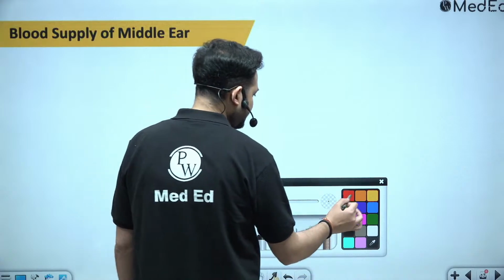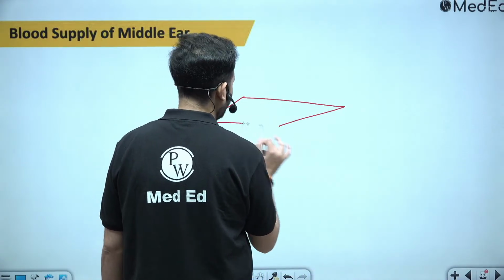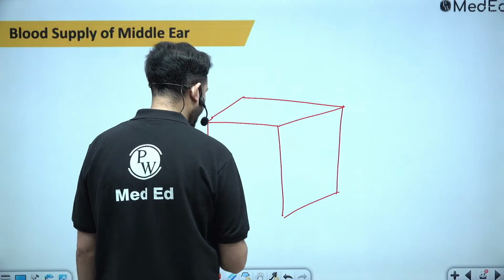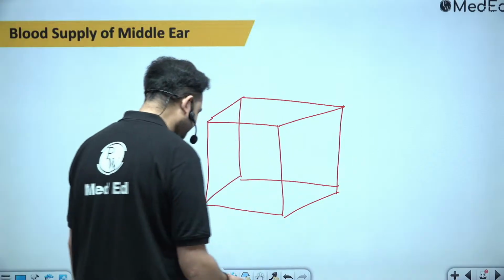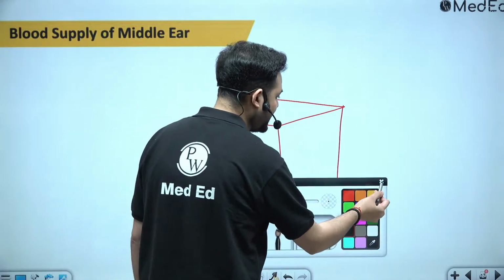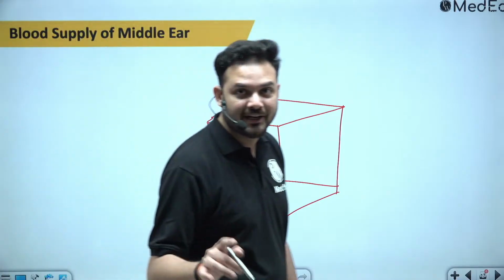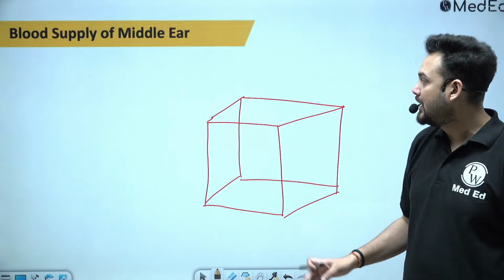So again, make your middle ear box. This is your middle ear. And I hope now you guys will go into your postings or into your theories, and whenever the lecture is taken on middle ear, whenever you are getting a chance to answer any question, I don't want you all to miss out on a single question of middle ear. I want you all to answer everything whenever your teacher asks you. Because I believe you guys have now mastered the middle ear concept.